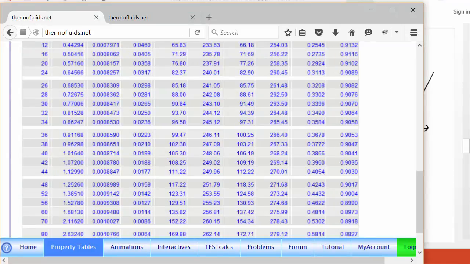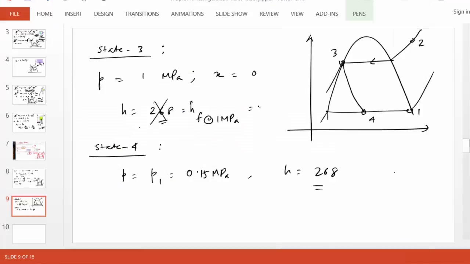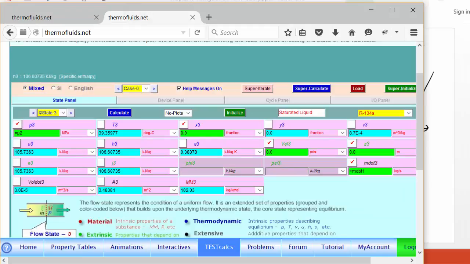So we go back to the 1 MPa line and enthalpy is here. Look, it's at 1 MPa, enthalpy between 102 and 105. So maybe 104 would be our guess. Again, going back, check, did you get around 104? We got 106. So that's more like it.